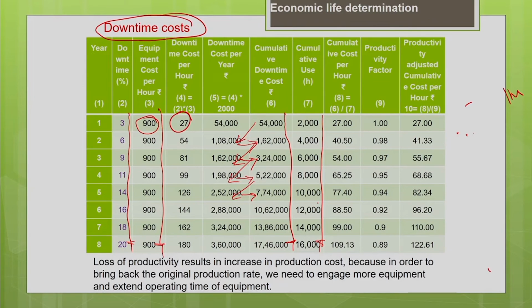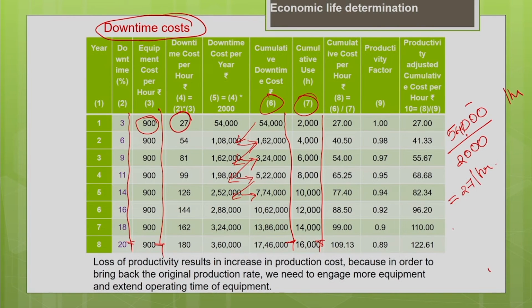Now the cumulative cost per hour you can calculate by dividing the 6th column by the 7th column. Values: 54,000 is your cumulative downtime cost for the first year, divided by the cumulative usage for the first year, which is 2000. That will give you the cumulative downtime cost per hour as 27 per hour for the first year.